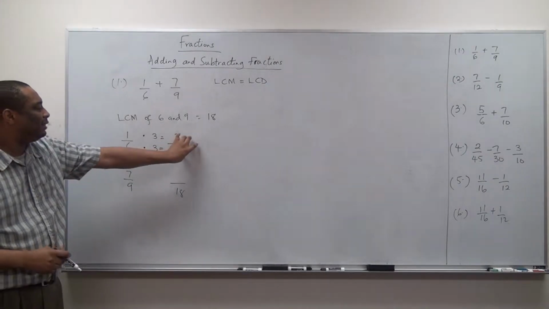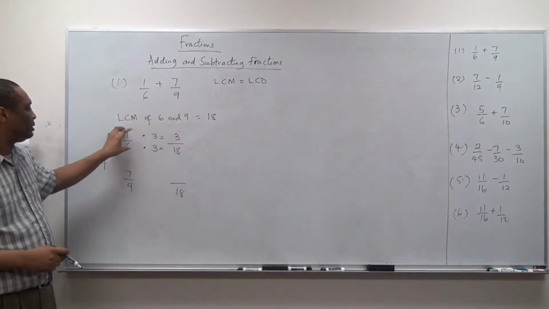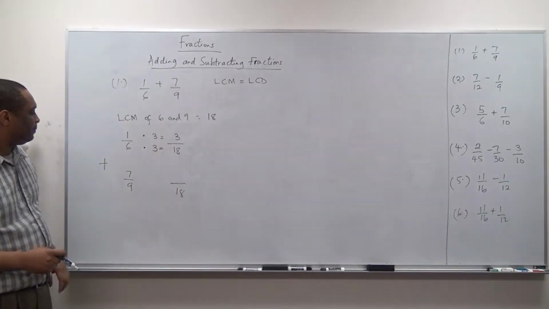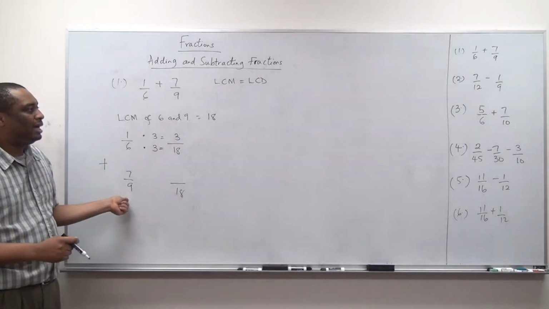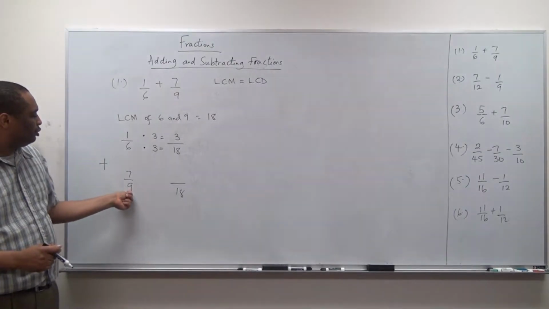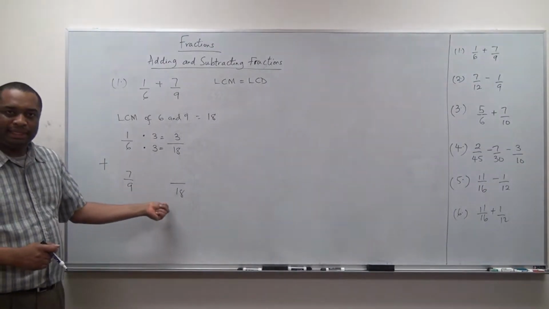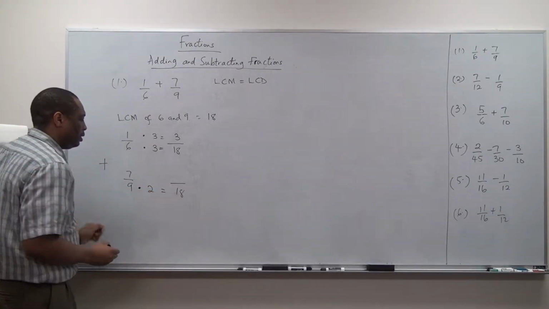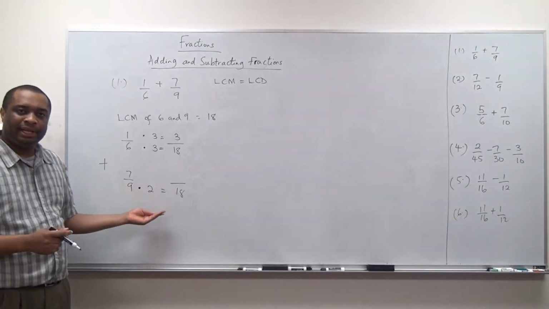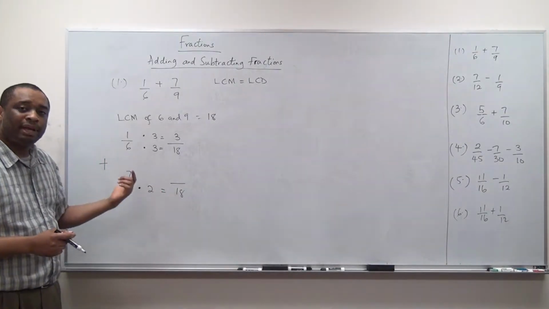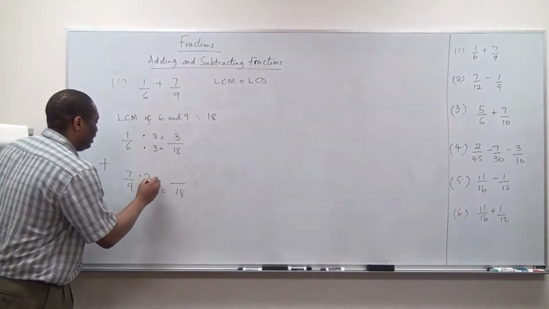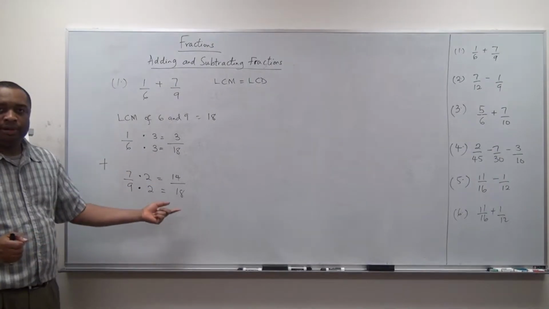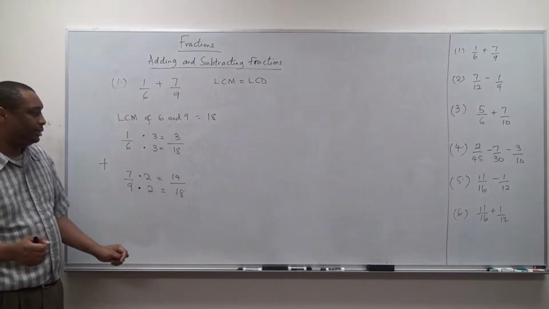Now if you simplify 3 over 18, it will still give you 1 over 6. Here on the second fraction, you ask yourself, what am I going to do to 9 to give me 18? You multiply by 2. And because you multiply the denominator by 2, you also have to multiply the numerator by 2. Whatever you do to the denominator, you have to also do to the numerator. That is the way it goes.